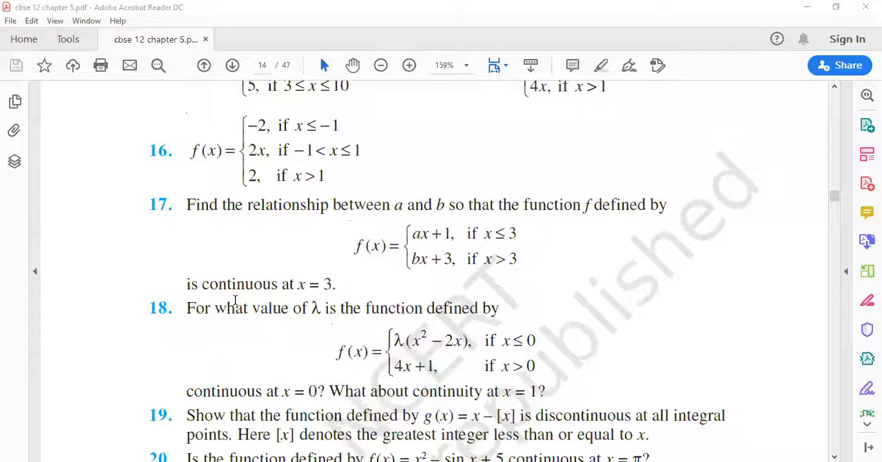Question 18. For what value of lambda is the function defined by f of x is equal to lambda x square minus 2x if x is less than or equal to 0, and 4x plus 1 if x is greater than 0, continuous at x is equal to 0? For what value of lambda is this f of x continuous at x is equal to 1?